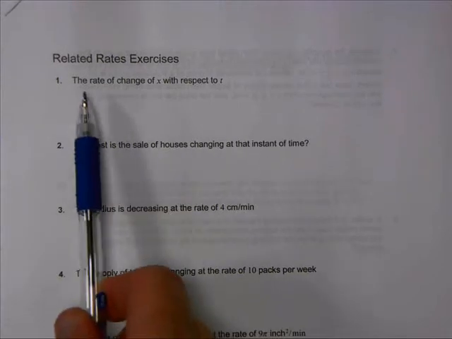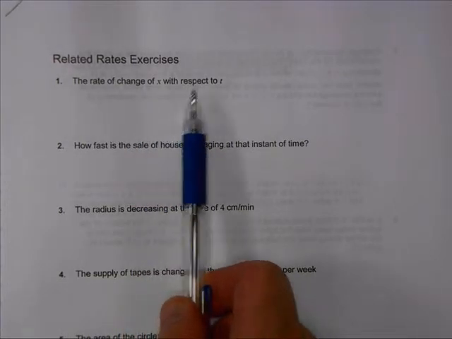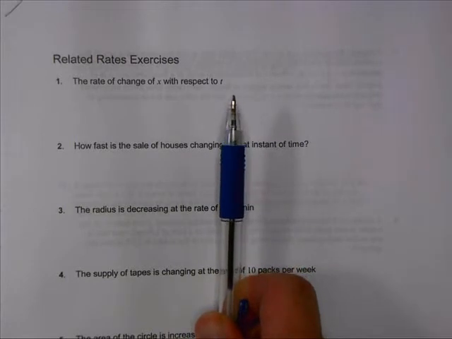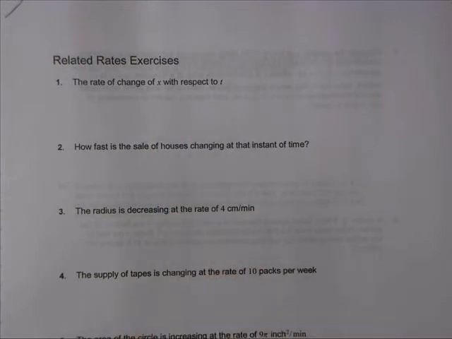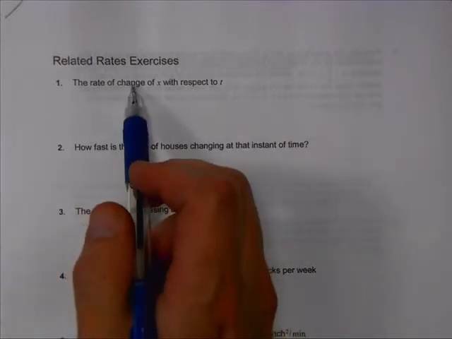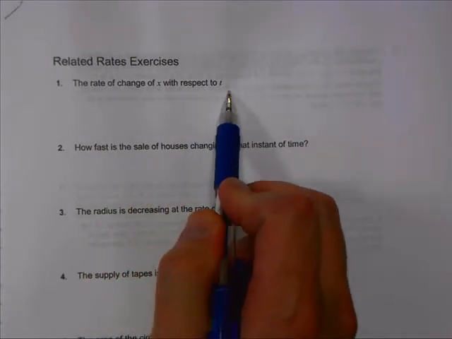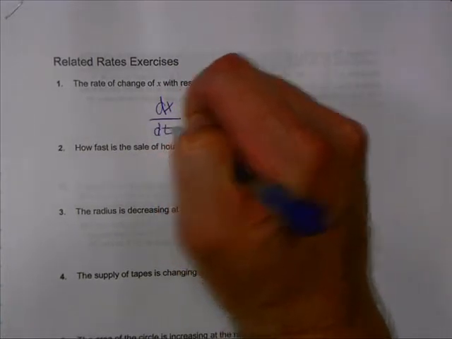So, first just some terminology here. The rate of change of x with respect to t. I want you to take that sentence and write a math symbol for it. What do I mean by the rate of change of x with respect to t? Rate of change tells you I need a derivative. The right answer in this class is almost always derivative. Rate of change is a derivative. So what do I mean when I say the rate of change of x with respect to t? That would be dx over dt.